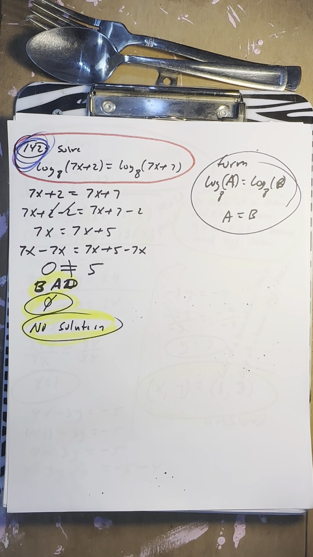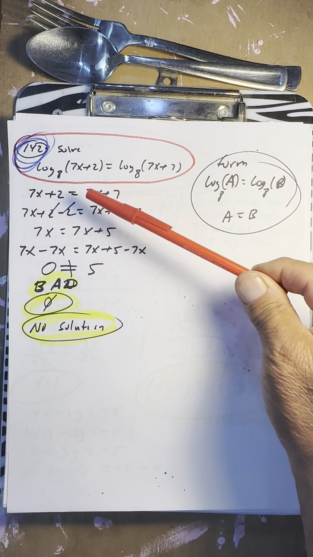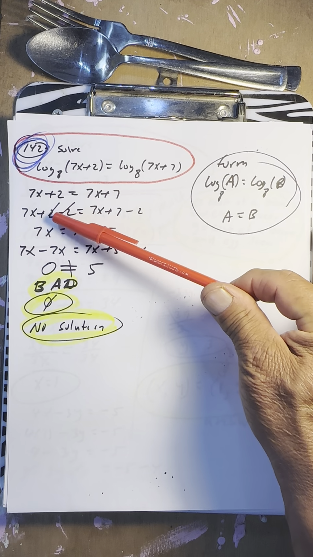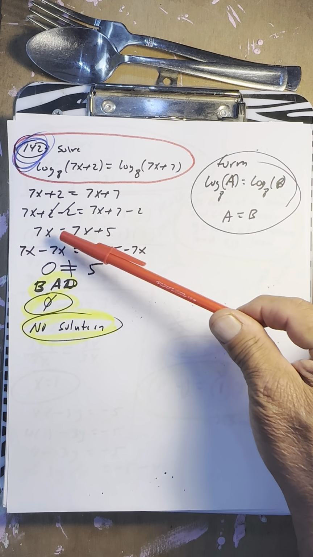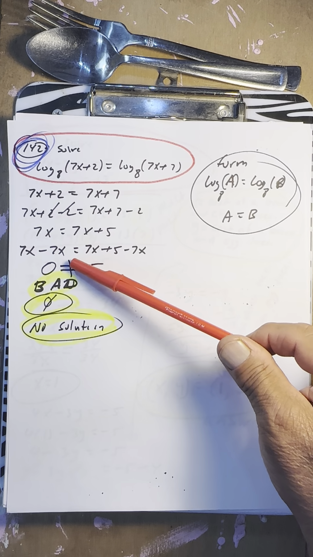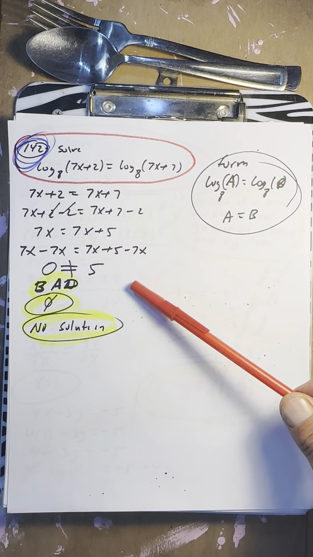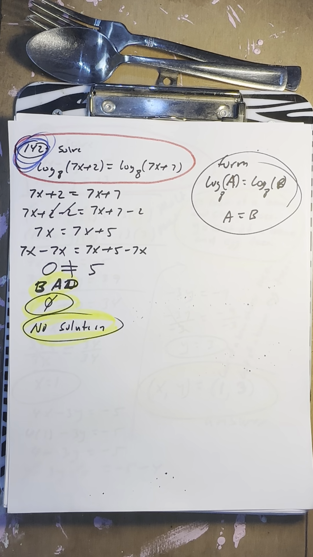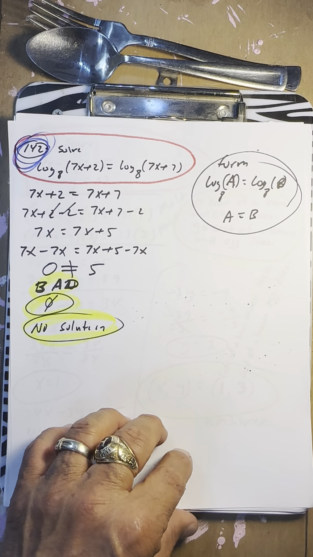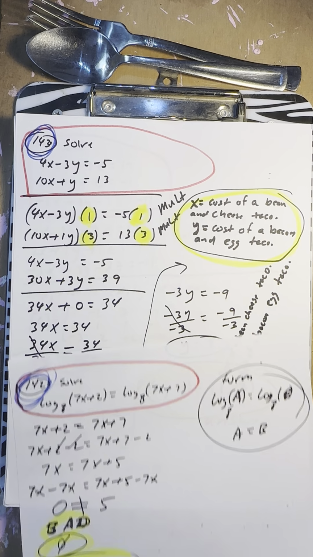Same thing. Log base A, log base A, they're the same. So it means that A equals B. So set them equal to each other and solve it. Minus 2, minus 2. 7x equals this, minus 7x. What? 0 is not equal to 5. Bad. There's no solution. Empty set. Whatever you try, nothing is going to work here. Got it? Nothing. All right, go to the next one.